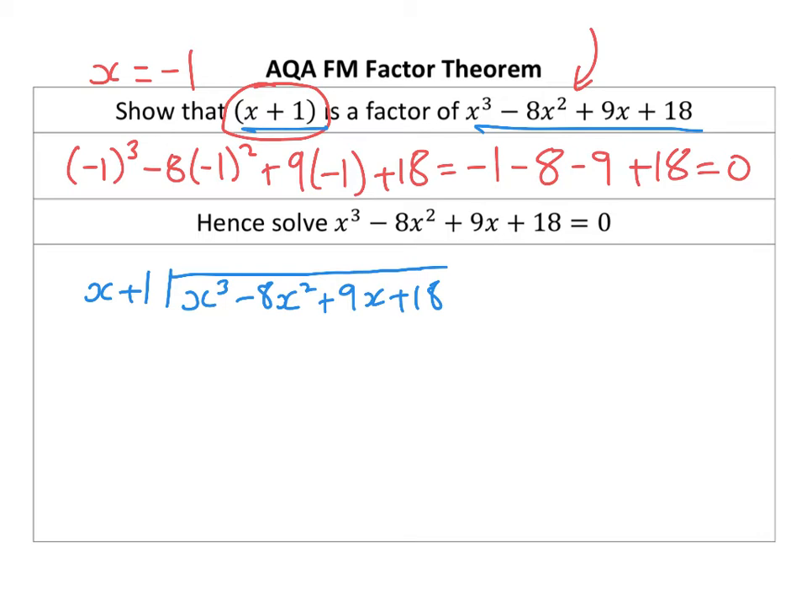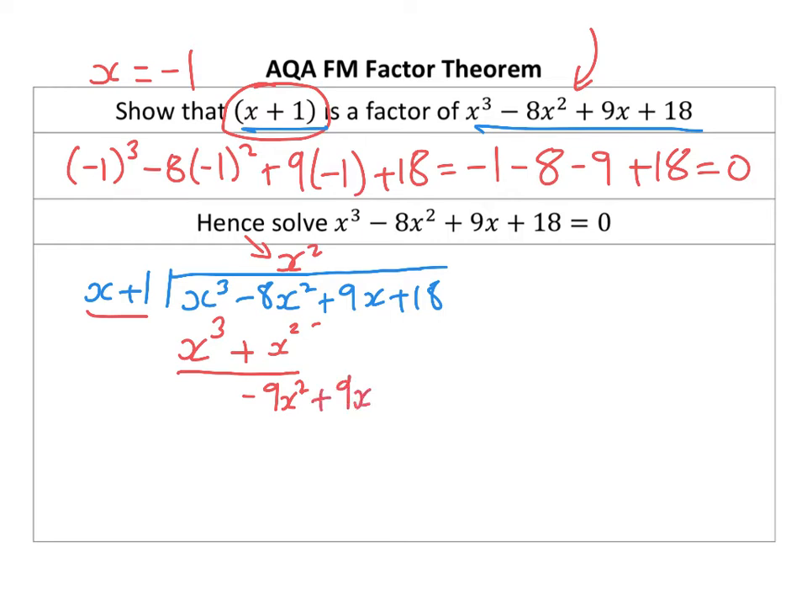So, first thing I do is, what times x makes x cubed, so that's x squared. Now I'm going to multiply that by that. So here we go, that gives me x cubed plus x squared. And then I'm going to take away, and when I take away, I end up with minus 9x squared. I'm then going to bring this bit down to give me plus 9x.